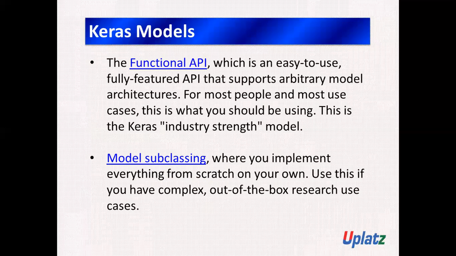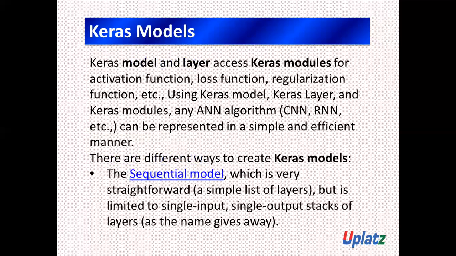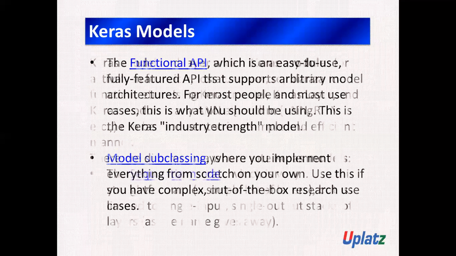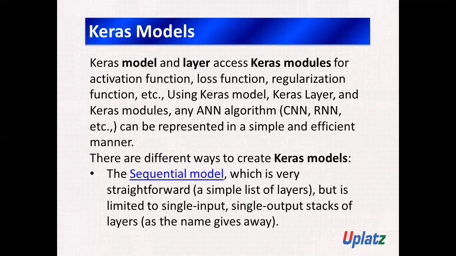So you can see here there are different ways to create a Keras model. Three ways to create the Keras model. The first one is the sequential model, the second one is the functional API, and the third one is model subclassing. Out of these, we are going to focus on the most important ones: the sequential model and the functional API.